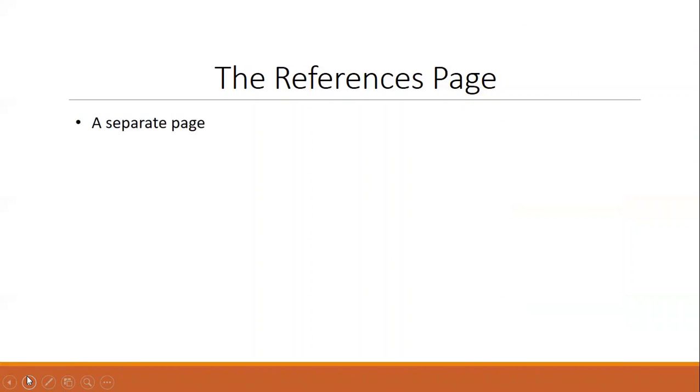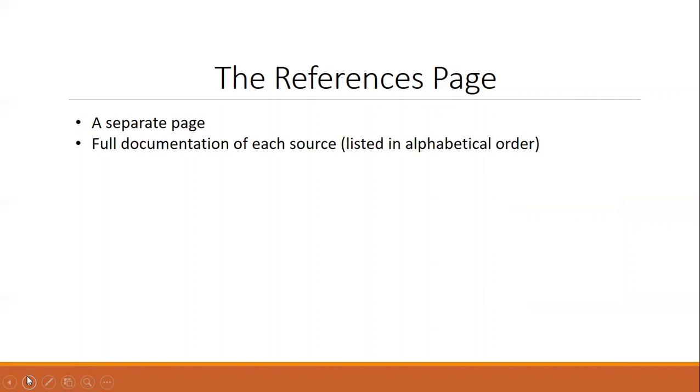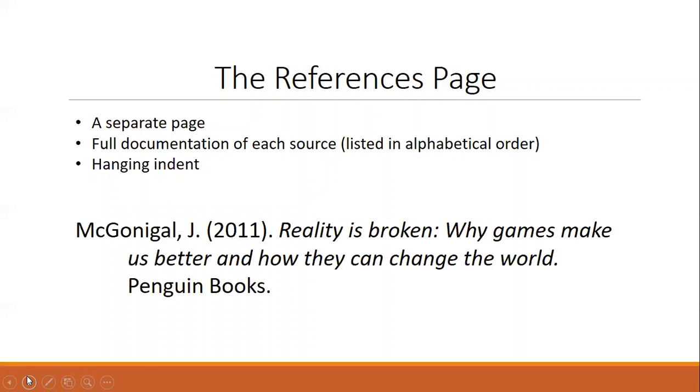The references page is a separate page that is the last page or pages of your paper. It provides full documentation of each source listed in alphabetical order that you cited in the body of your paper. Entries of more than one line use a hanging or reverse indent for subsequent lines. Look at this example entry. Notice that the first line begins at the normal place, and it is the remaining lines of the source that are indented. It's the opposite of a traditional paragraph indent.